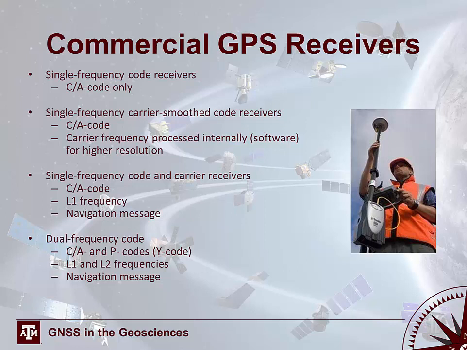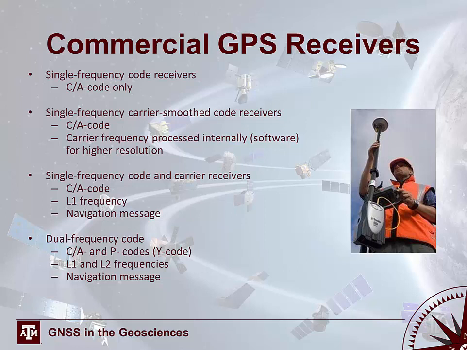The next step up is to have a single frequency code and carrier receiver. This has a CA code modulated on an L1 frequency, and it also has the navigation message. So that navigation message has, remember, ionospheric model parameters and other information that you can use to further improve the accuracy.